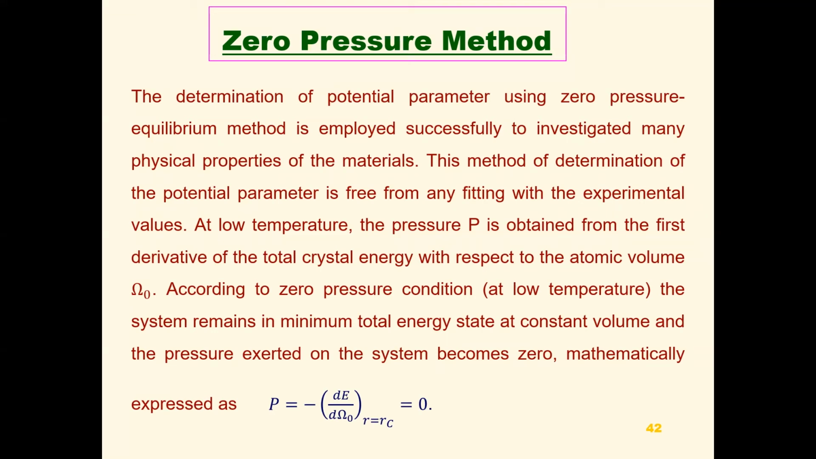At low temperature, the pressure P is obtained from the first derivative of the total crystal energy with respect to the atomic volume, omega 0. According to the zero pressure condition at low temperature, the system remains in the minimum total energy state at constant volume, and the pressure exerted on the system becomes 0. Mathematically this is expressed as P = -dE/d omega 0 at R = RC, which is equal to 0.